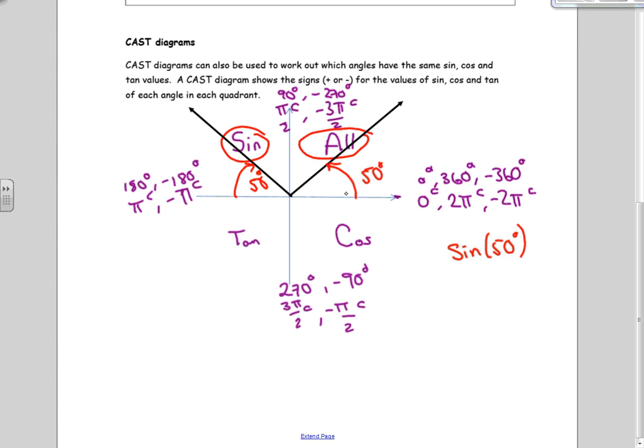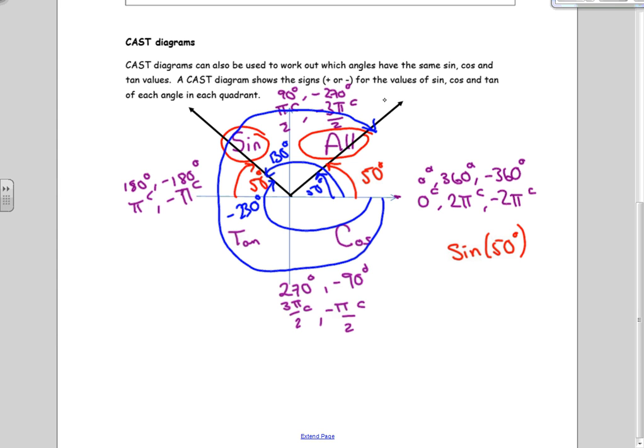And that means that for sine we would have 50 degrees, and then we would also have 180 degrees minus 50 degrees, so that would be 130 degrees. And then we could work backwards, so that would be minus 180 degrees minus 50 degrees, so that would be minus 230 degrees. And then we could work all the way back around to get to this line, which would be minus 360 degrees plus 50 degrees, so that would be minus 310 degrees.